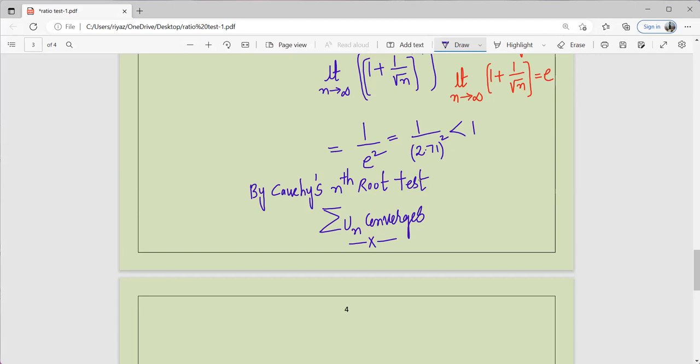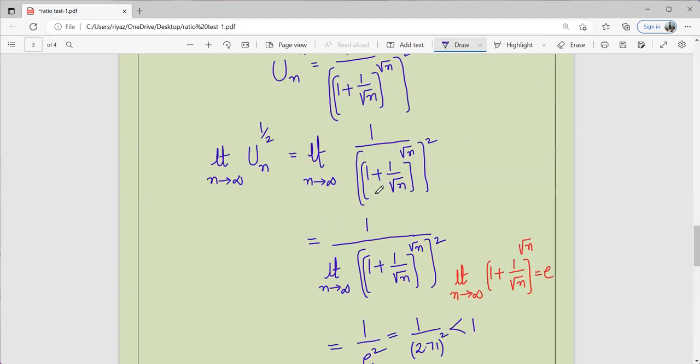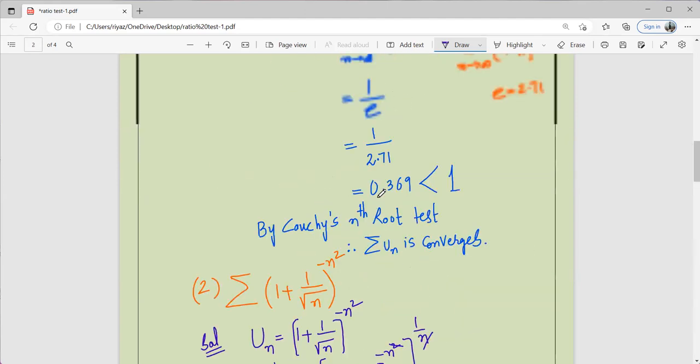So the series, what do we say it is? Converges. Got the idea? This is the root test we are doing. Check it from the start and tell me.